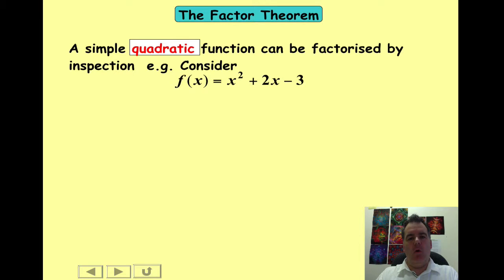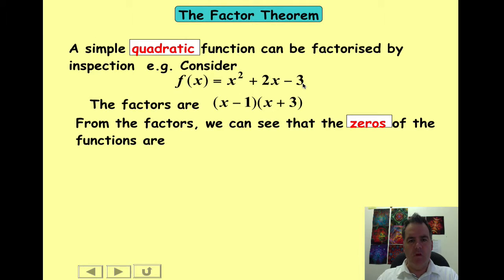If we think about quadratics, x squared plus 2x minus 3, we had a way to do that where we put an x at the front here and we think of two numbers that multiply to give me this number and add to give me 2. So we know that method for factorizing those quadratics.